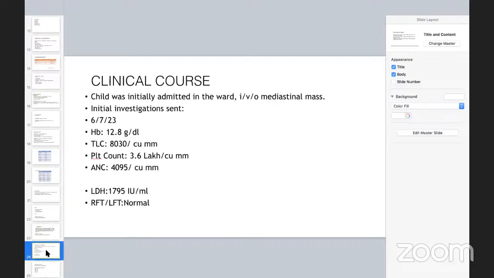I would now like to move on to the clinical course that was followed at the hospital. The child was initially admitted to the ward in view of the mediastinal mass, and further investigative workup was done. These are the initial investigations that were sent. The hemoglobin was 12.8 gram per dL. The TLC was 8,030. The platelet count was 3.6 lakh, and the absolute neutrophil count was 4,095. LDH was 1,795, and RFT and LFT were within normal limits.